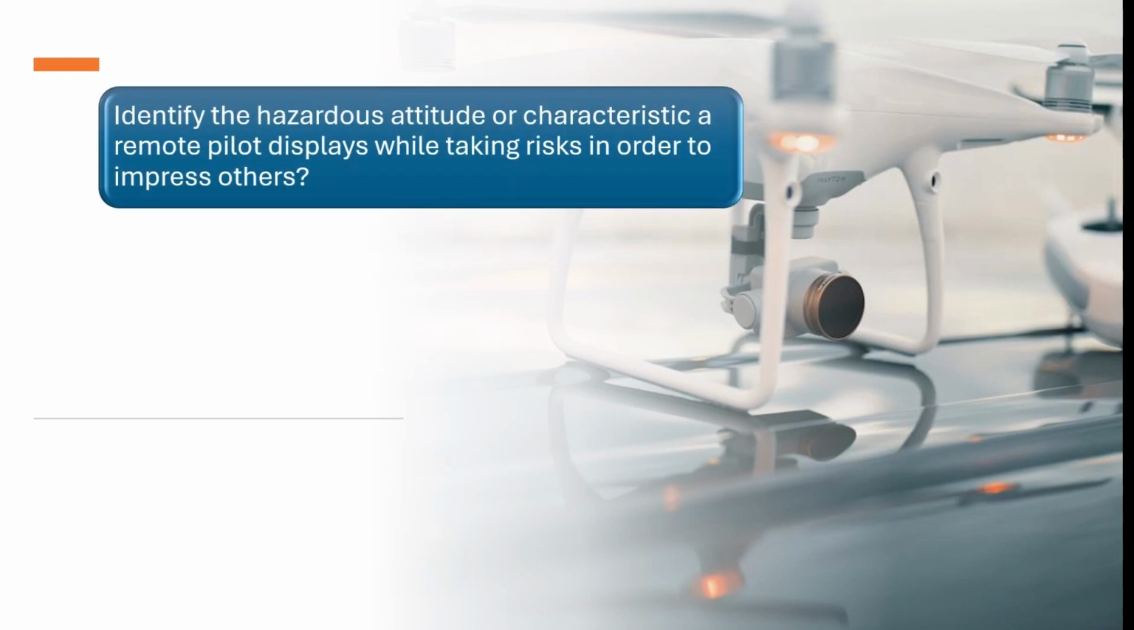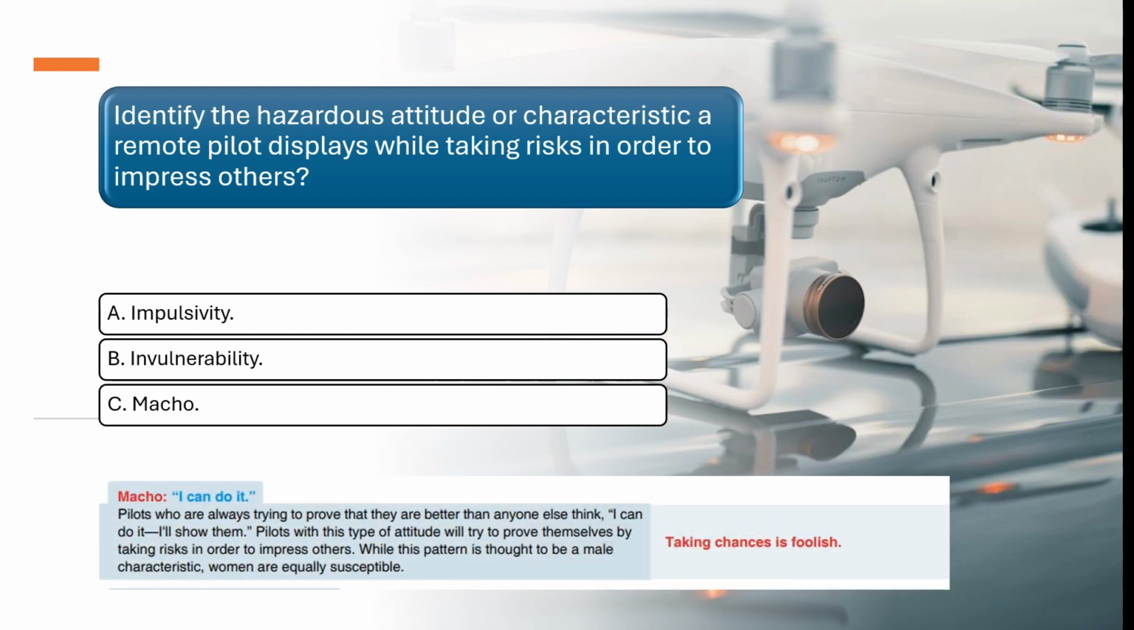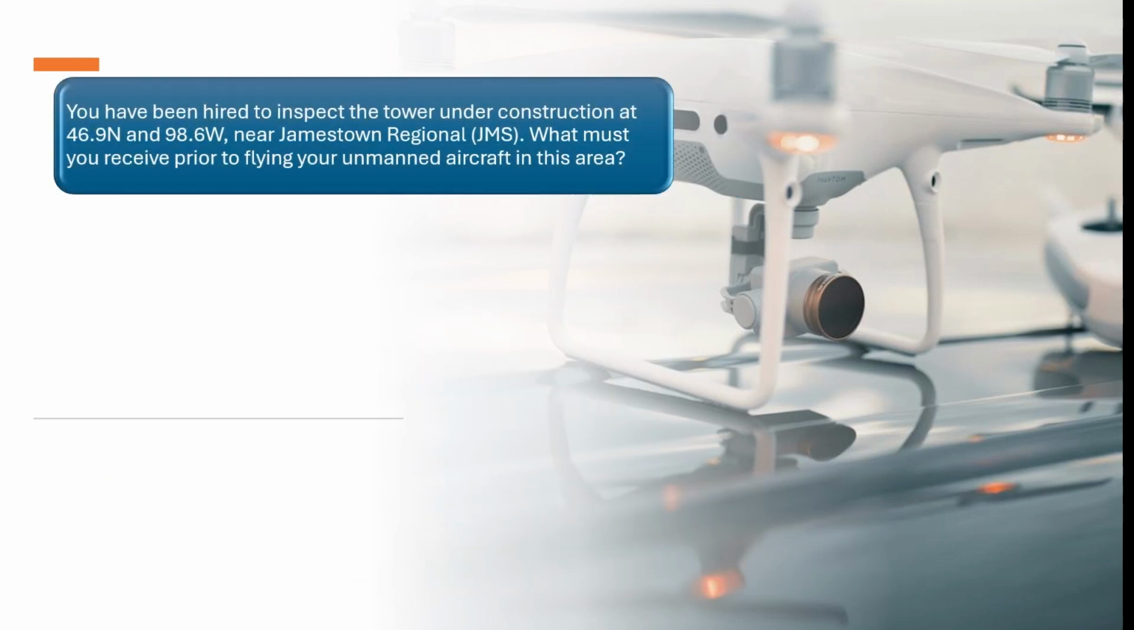Identify the hazardous attitude or characteristic a remote pilot displays while taking risks in order to impress others. Taking risks while trying to impress others is one of the 5 hazardous attitudes and is called macho. The antidote to this hazardous attitude is taking chances is foolish. Remote pilots need to be aware of the 5 hazardous attitudes and know them for the Part 107 Remote Pilot Test. The 5 hazardous attitudes can be found in Chapter 2 of the Pilot's Handbook of Aeronautical Knowledge.